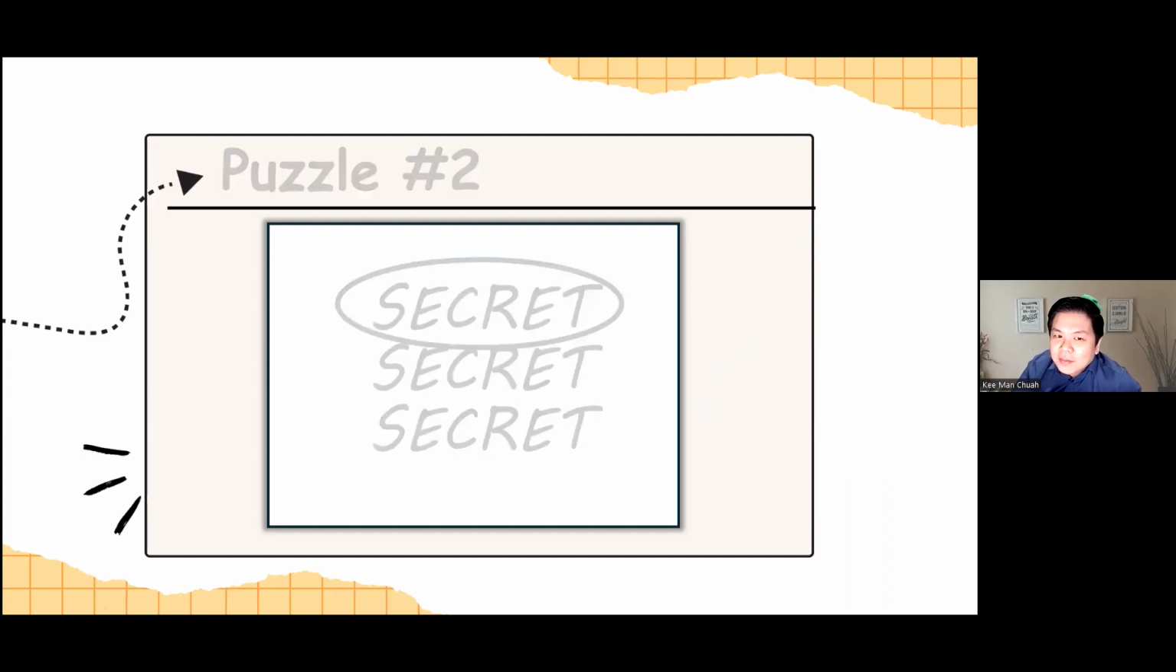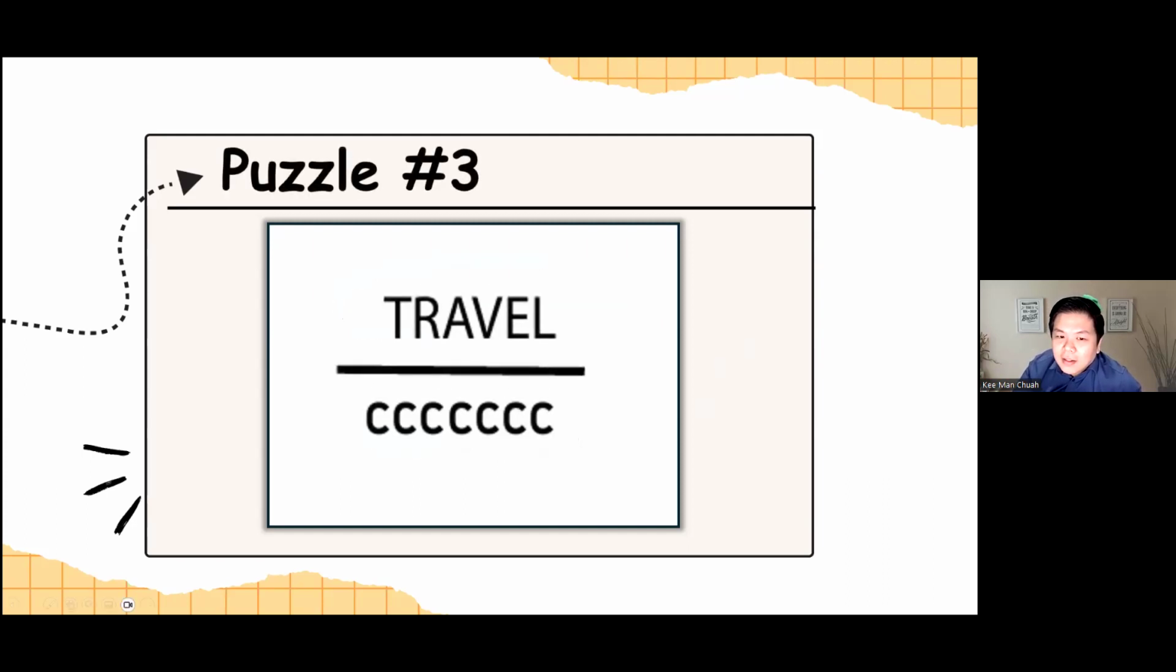Next, what about number three? I have a total of seven, I think. This one should be easy as well. Puzzle number three, 30 seconds from now.